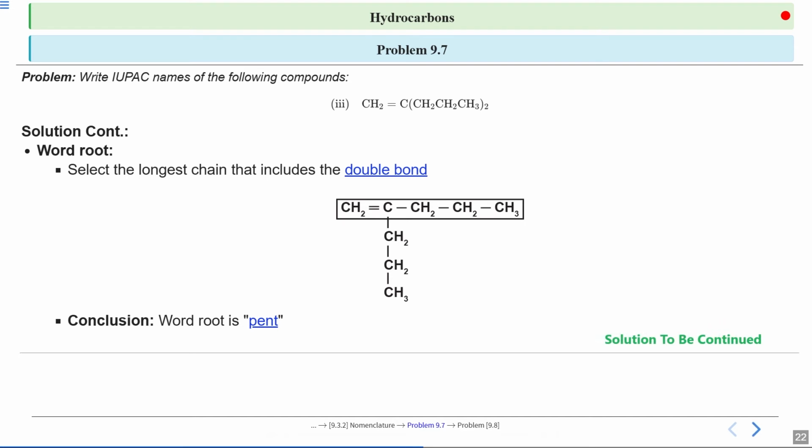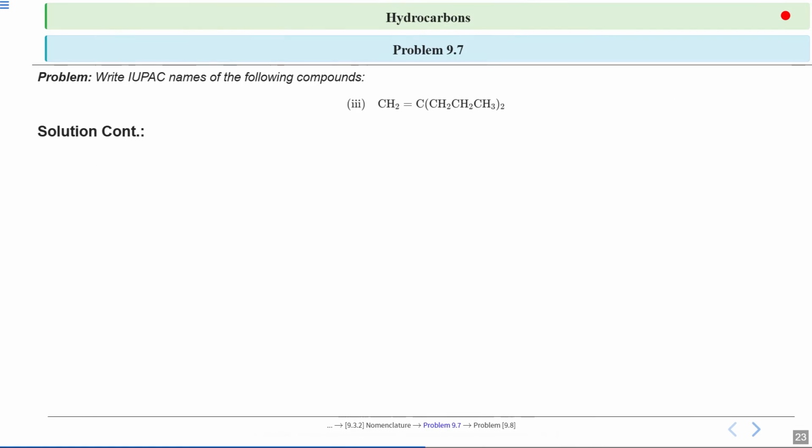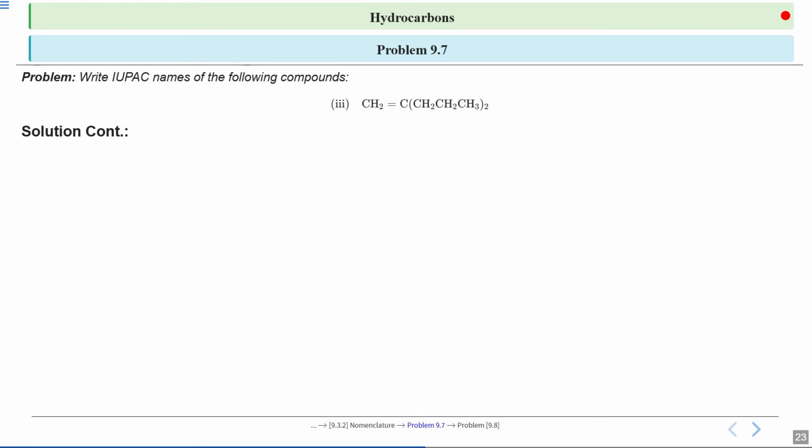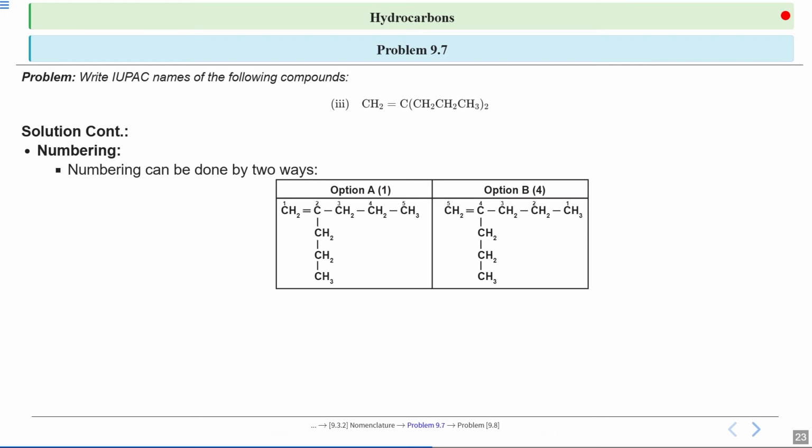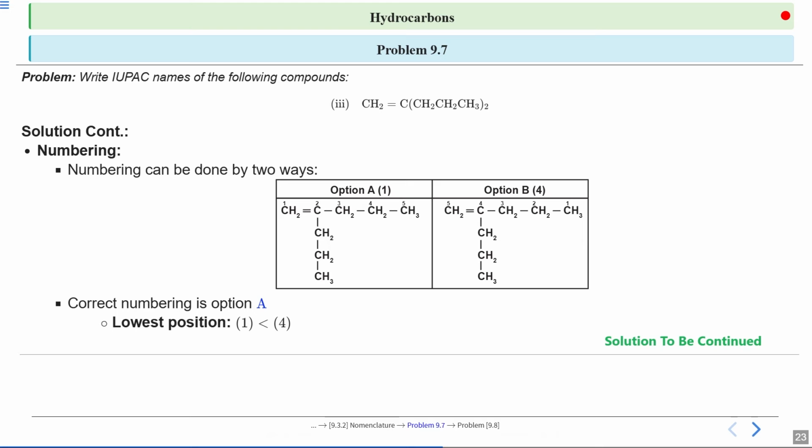Now moving on to the third step. What is the third step after deciding the prefixes and suffixes and then assigning the word root? It is numbering. Numbering is crucial here and it can be done in two ways. Either option A, where the position of the substituent is 1, or option B, where the position of the substituent is 4. The lowest position is obviously in option A because 1 is less than 4. So option A is the correct numbering.